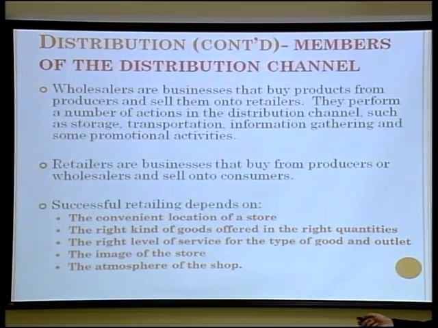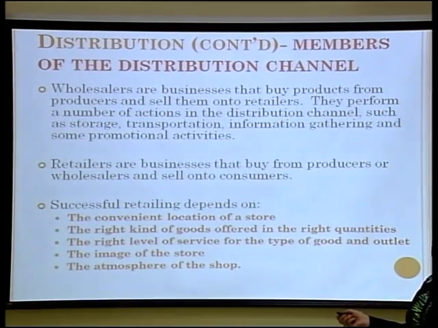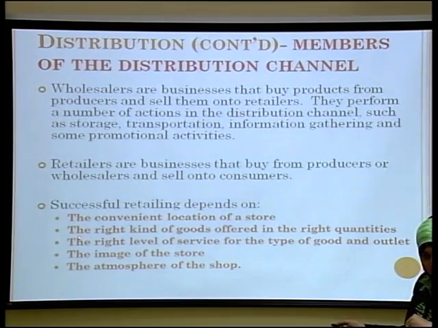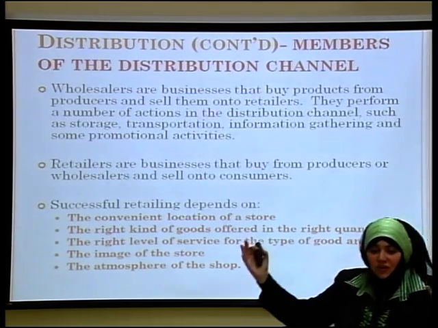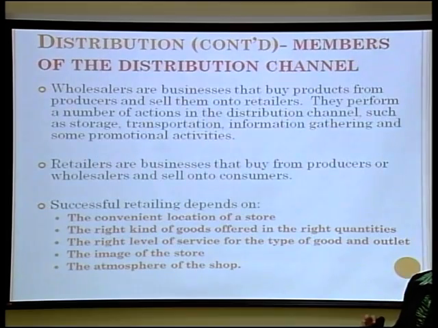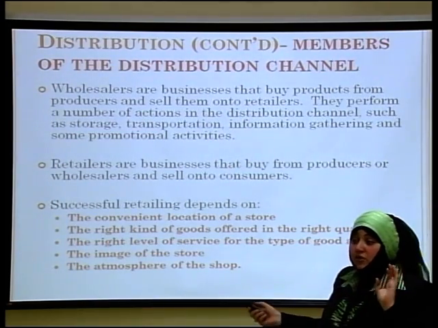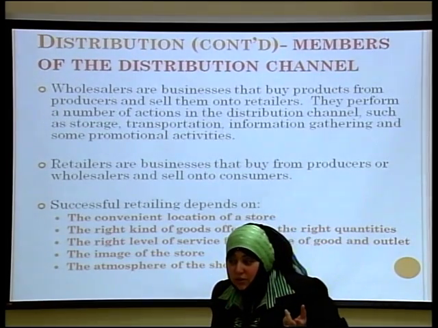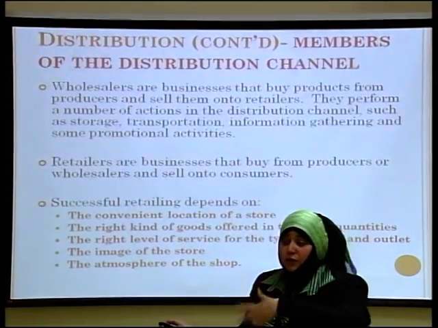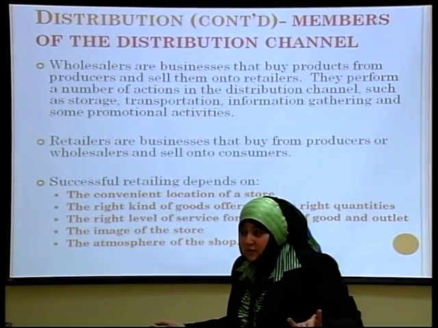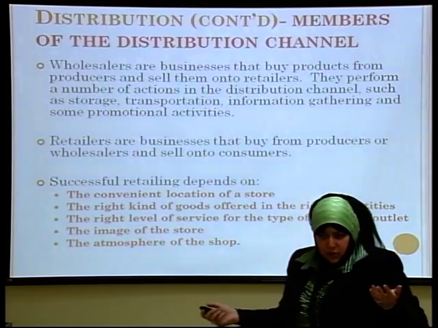Okay, when we talk about retailing, you have to keep in your mind that we have some conditions or criteria of successful retailing. They depend on what? Convenient location of a store. Now, a retailer, a supermarket should be in a convenient location, okay? A location that will attract people, okay? The right kind of goods offered in the right quantities. When you go and you do not find your favorite chocolate bar, what will you do? You found just one bar and you need another bar for your friend. What will you do then? Okay, you will not feel happy.